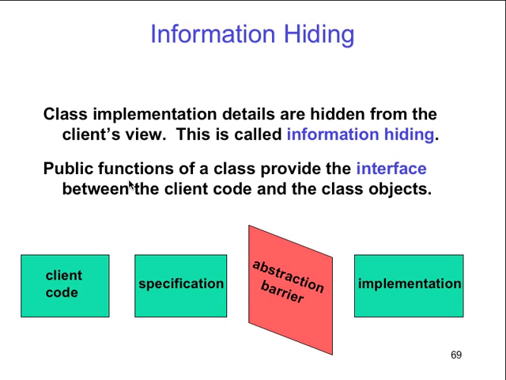So the class implementation details are hidden from the client's view, and this is called information hiding. We have public functions of the class as the interface between the class code and the class object. So we end up with a specification and an implementation that has a little barrier in terms of abstraction.